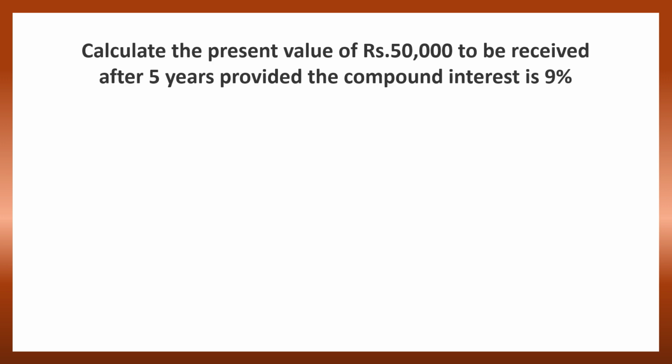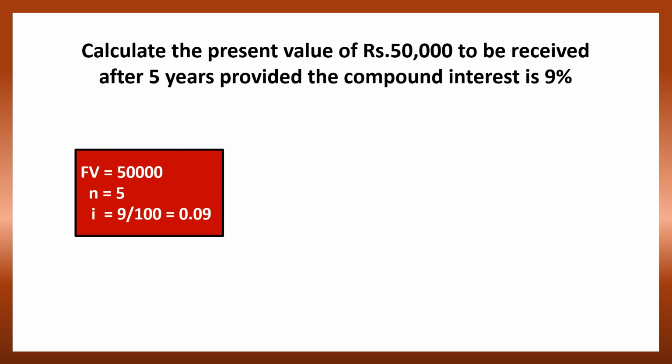And our next problem is to calculate the present value of rupees 50,000 to be received after 5 years, provided that the compound interest is 9%. Let us see what all things are given in the question. The future value is given as 50,000 rupees. Now, how do we understand it is a future value?